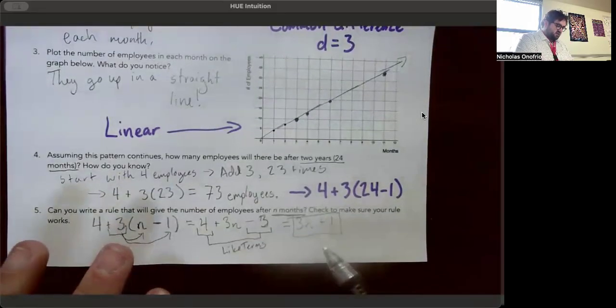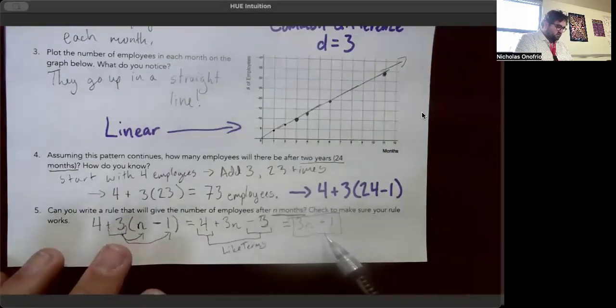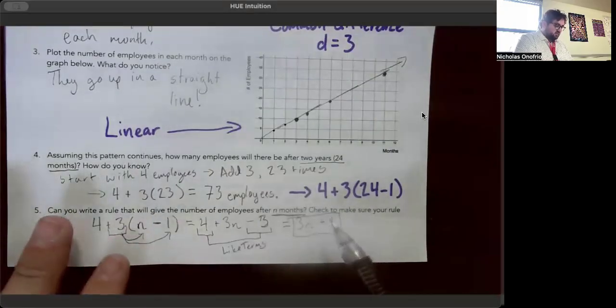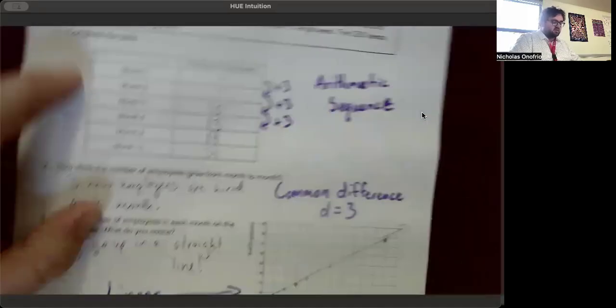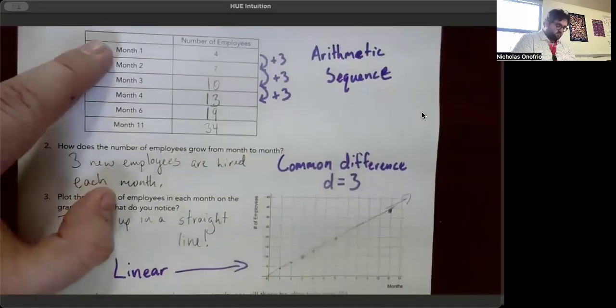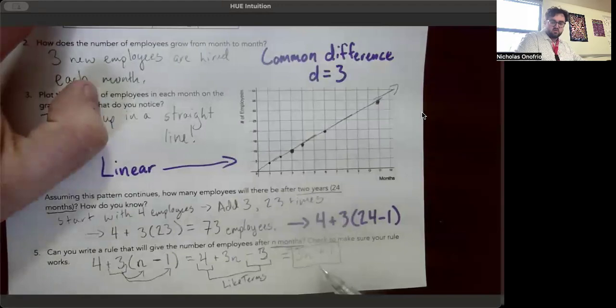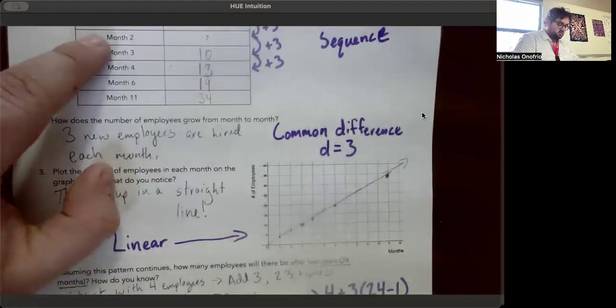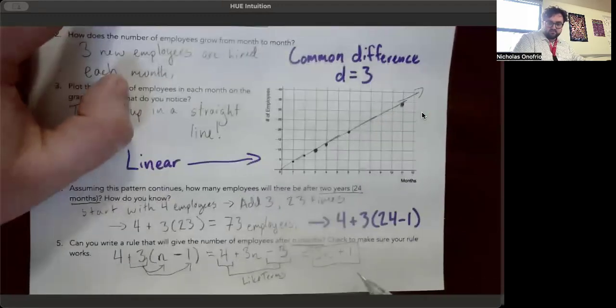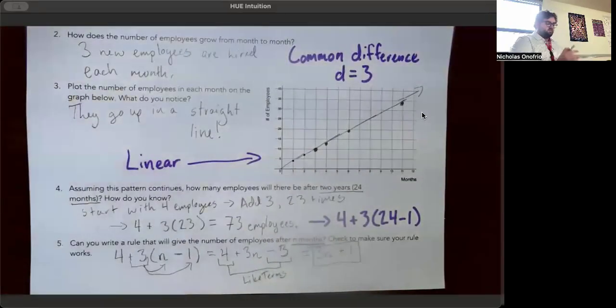Go ahead and take a second and use this equation to check it by looking back at your table and plugging in the number of months. If you plug in 1, you should get 4. If you plug in 2, you should get 7. All right.